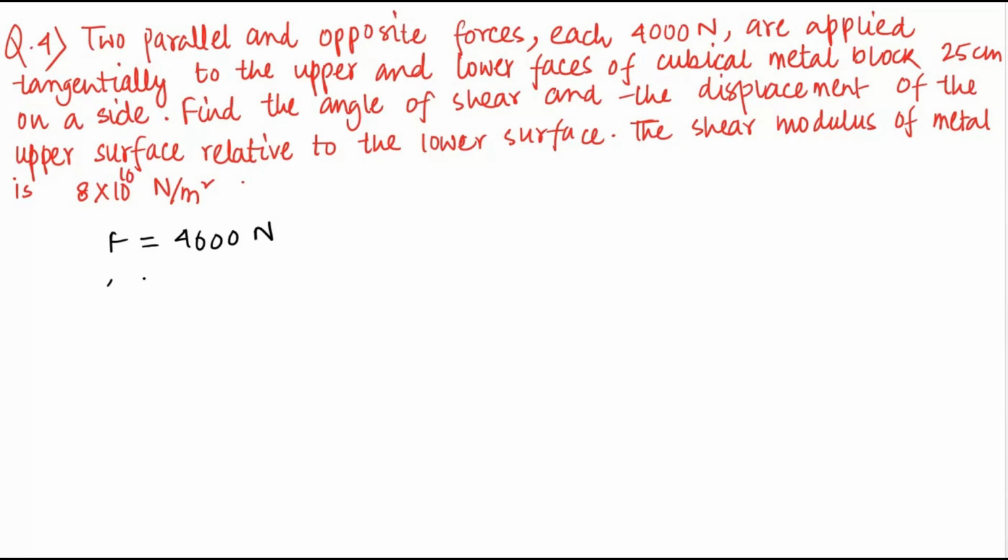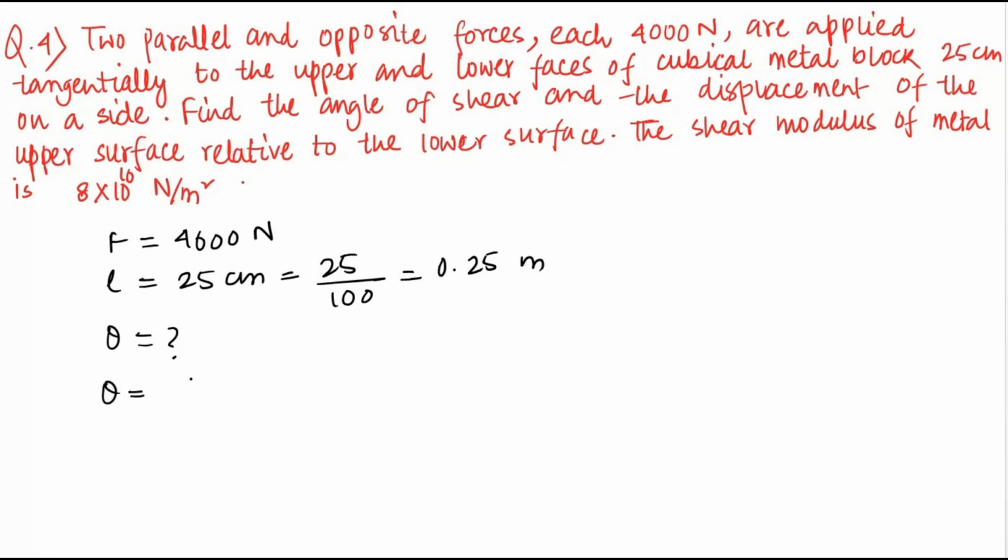Okay, and the side of the metal block is 25 centimeter, which is 25 divided by 100, which is equal to 0.25 meters. Okay, so we have to calculate the angle of shear, theta, and we know that theta is equal to force upon area, that means shearing stress, upon the modulus of rigidity, which is eta. Now here we already know about the force. We have to calculate area of that metal block first, and we know the shear modulus of metal as well. So eta is equal to 8 into 10 to the power 10, which is already given, Newton per meter square.